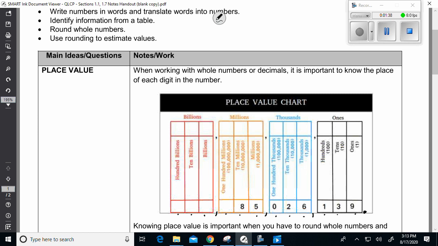Knowing place value is important when it comes to rounding, when it comes to estimating. So those are concepts that we're going to be looking at in this particular lesson.